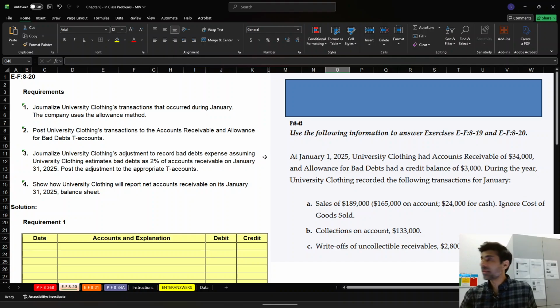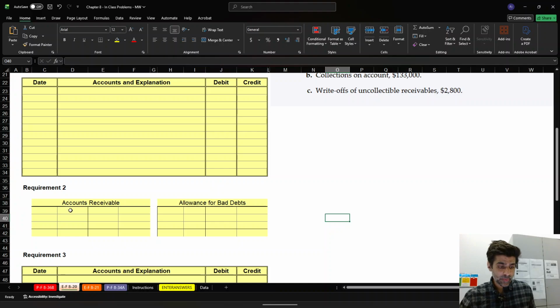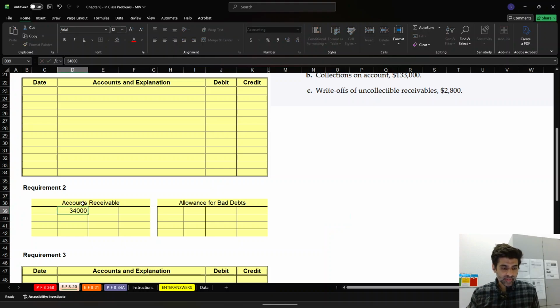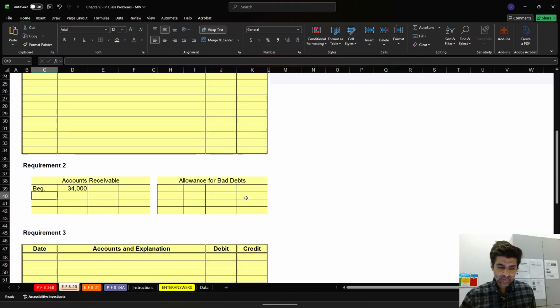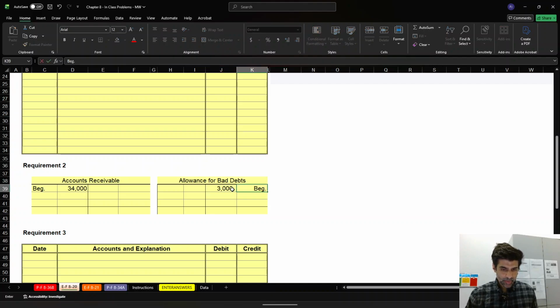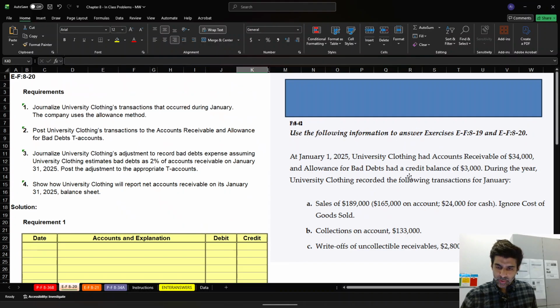Let's make sure that everyone is on the same page of what the balances are before the adjustment happens. For accounts receivable, we have a balance of 34,000. It's going to be a debit balance. This is not explicitly stated, but we know assets are debit normal. So this is our beginning balance. And then the allowance for bad debt has a credit balance of 3,000. So these are our beginning balances. Now let's do our journal entries.